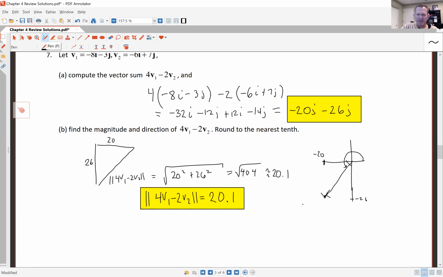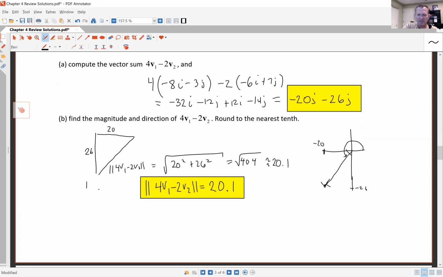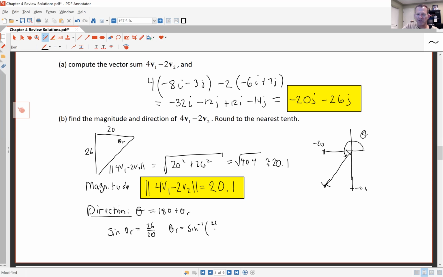Its direction is theta. But we're going to find theta reference first. And so theta reference, once we find it, we add that to 180 and that gives us theta. So when we look at theta reference, sine of theta reference is equal to opposite over adjacent, 26 over 20. So theta reference is the inverse sine of 26 over 20.